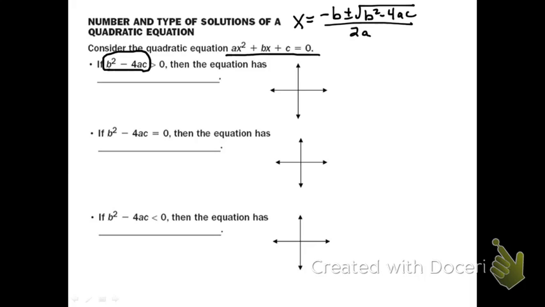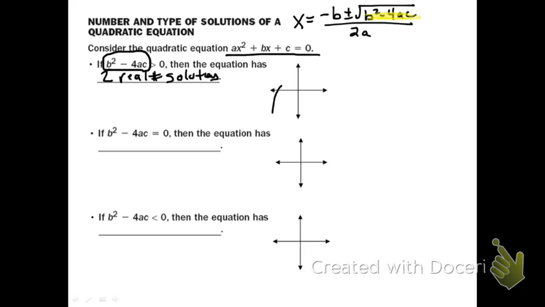Okay, let's see if I can go back. It shows up right inside the radical. So that tells us quite a bit about the number and types of solutions. Now, if what's inside of the radical is a positive number, you won't need to poke an eye out, will you? So it's not going to be imaginary, and if it's positive, you're going to have just two real number solutions.